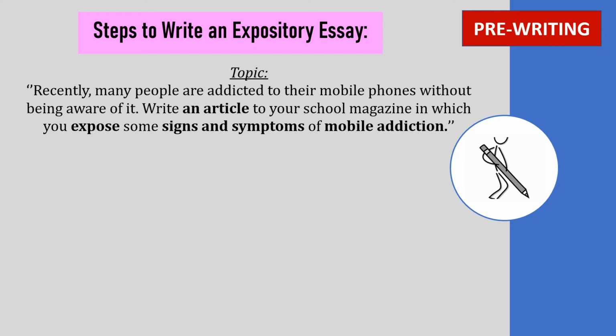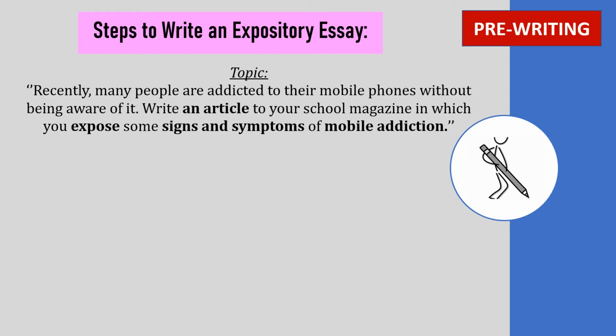Recently, many people are addicted to their mobile phones without being aware of it. Write an article. An article means you are not going to write a paragraph or an email or a letter. So to your school magazines in which you expose, means you explain. This shows that you need to write an expository essay. Okay, in which you expose some signs and symptoms of mobile addiction.